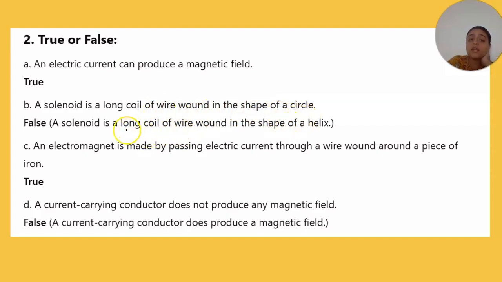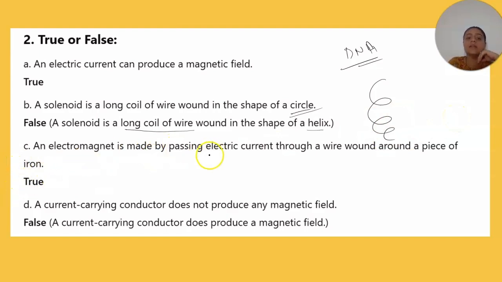No, a solenoid is a long coil of wire wound in the shape of a helix, you know, like DNA. It is not in the circle shape. It's a helical structure like this. This is known as a helical structure. An electromagnet is made by passing electric current through a wire around a piece of iron.